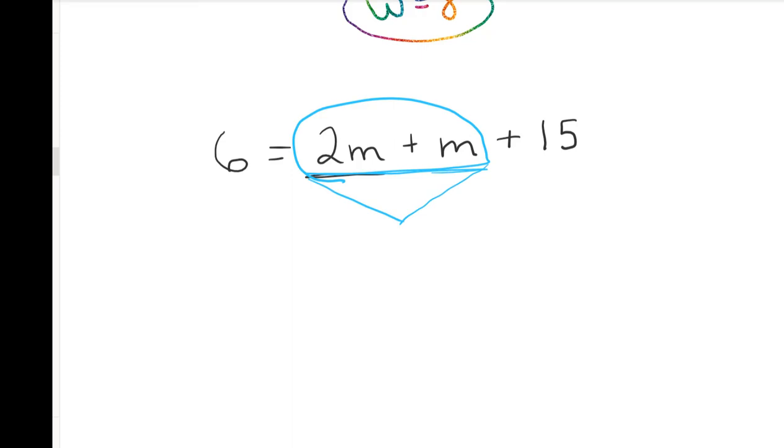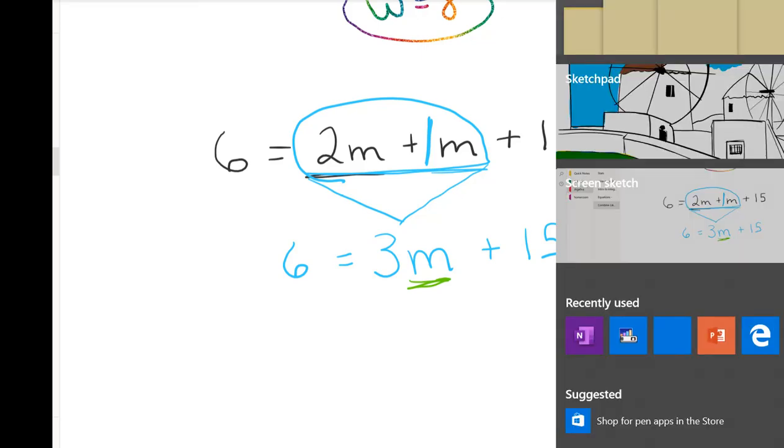What you need to remember is that if it's m, there's an imaginary or invisible 1. So 2 plus 1 gives me 3m. And here I have plus 15 equals 6. Now our variable is still m, and I just have one term with the variable, and I have plus 15.